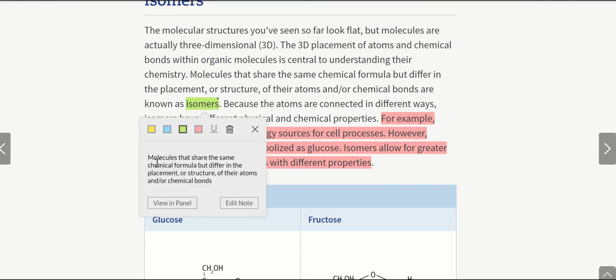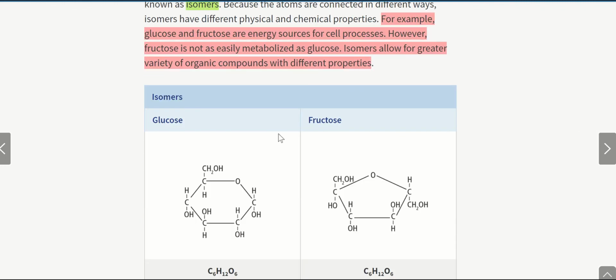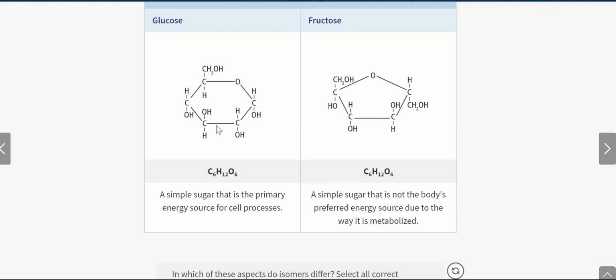Okay, and as we scroll down, now the last thing we want to talk about is what is an isomer? So an isomer is a molecule that shares the same chemical formula but differs in the placement or structure of its atoms or bonds. So what it means is that they have the exact same number of atoms, but they bond differently. And because of that, they are different molecules.